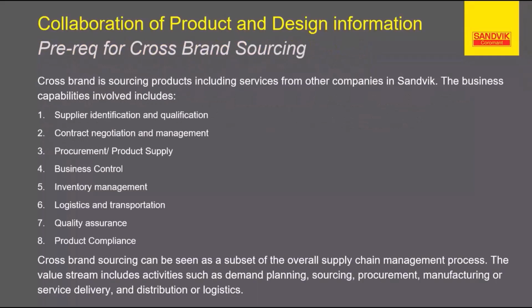I can take this part first. If you don't have the products, I don't have the services, there is nothing that we can sell. So we call this internally cross-brand sourcing, using production units globally, independent of where we are in Sandvik. To keep it simple: have the product information shared, then we can work with the suppliers, then we can do the procurement, inventory control, business control, and logistics. So this is the baseline. If you don't have this sharing of product design information, then the supply chain will stop. That is my main message here.